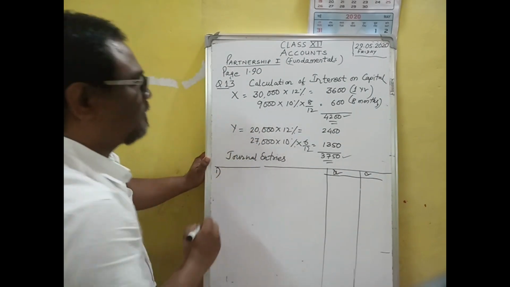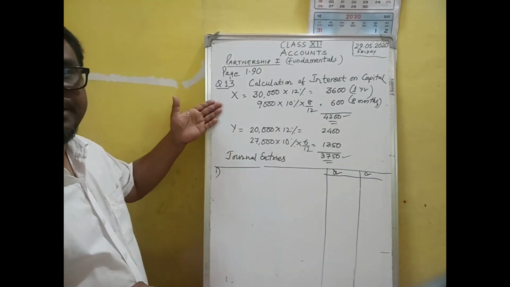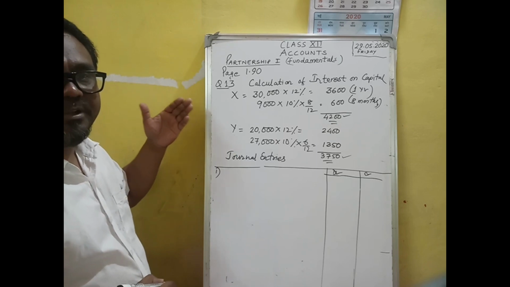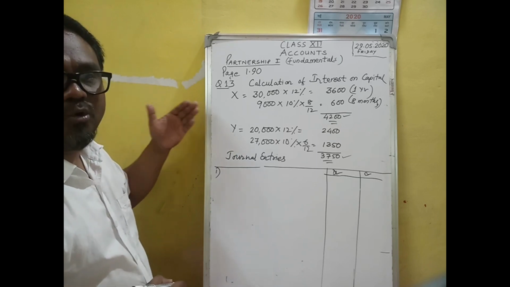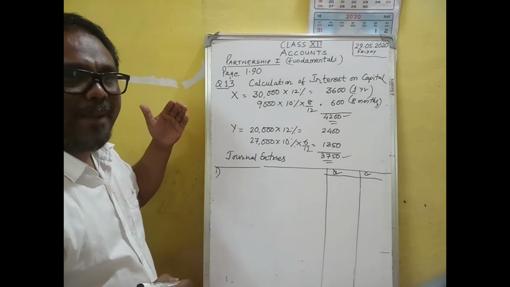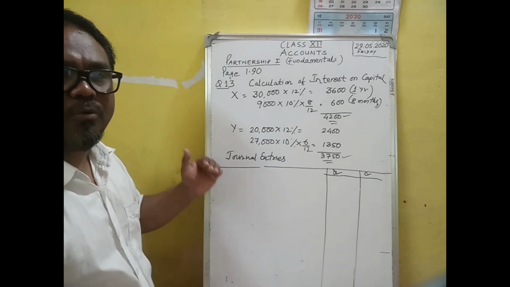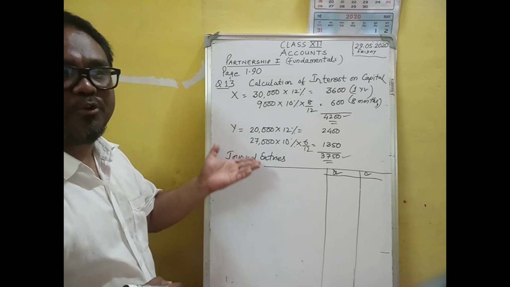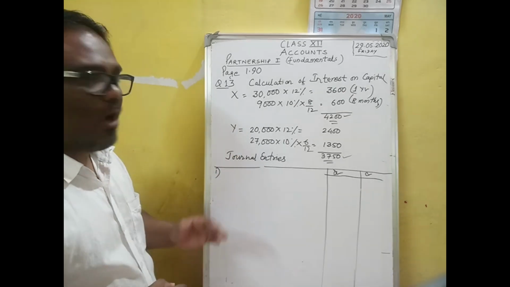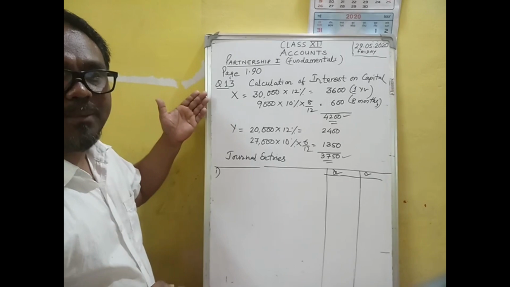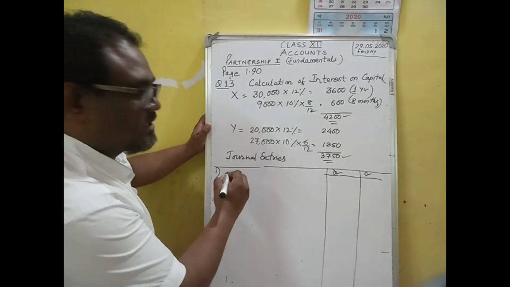So first entry: interest on capital account debited to X capital account and Y capital account. This is a fluctuating capital method. So interest on capital is credited to the partner's capital account. In case of fixed capital method, you have to transfer to the partner's current account. Since this is a fluctuating capital method, we are transferring to the partner's capital account.